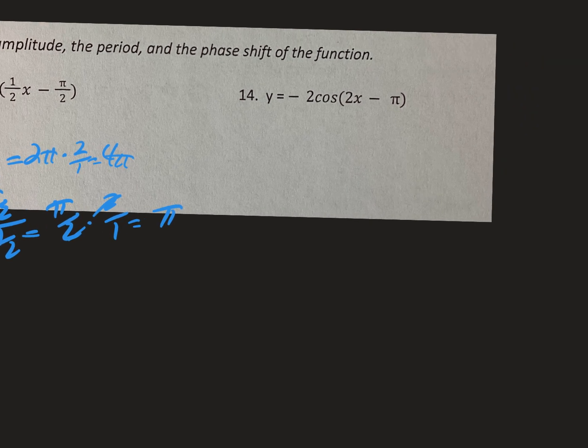14. Amplitude is 2. Remember, it's always positive. Period, 2 pi over 2, which is pi. Phase shift, opposite of c over b, pi over 2.